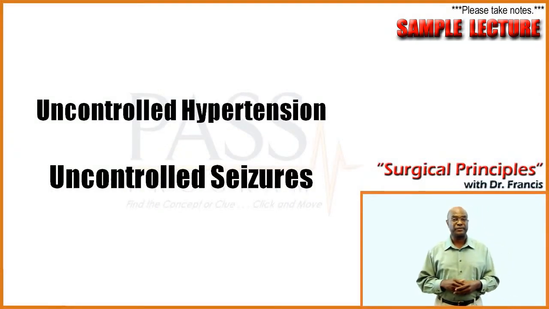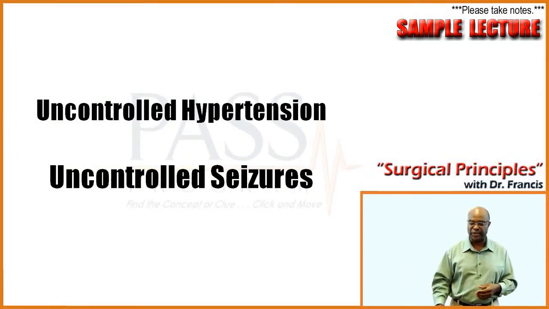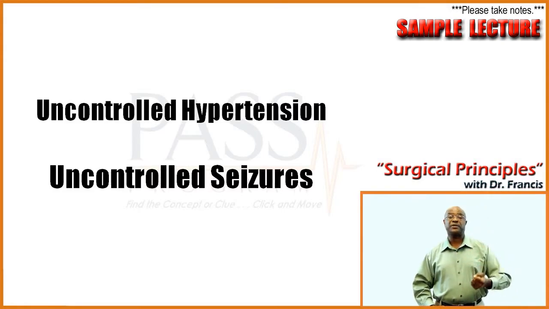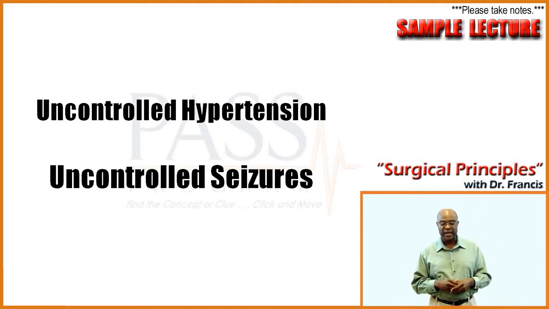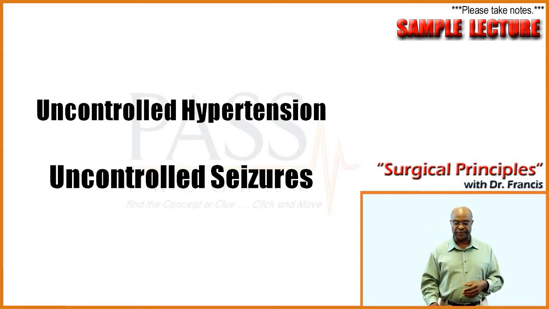Uncontrolled hypertension. Keep the blood pressure under control, because as long as you're hypertensive, your blood vessels are constricted. That means you're creating relative ischemia, which predisposes the patient to arrhythmias. Uncontrolled seizures, same thing. During the seizure, especially if they have the seizure during the surgical procedure, there's going to be some sympathetic overdrive, and that's going to cause vasoconstriction.